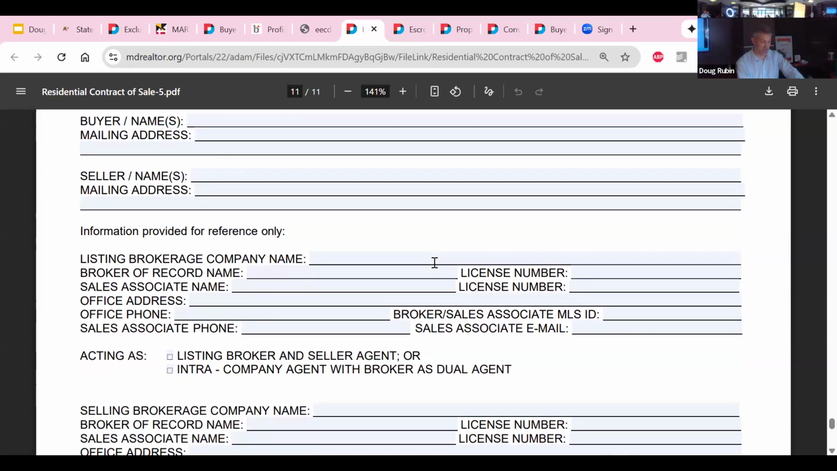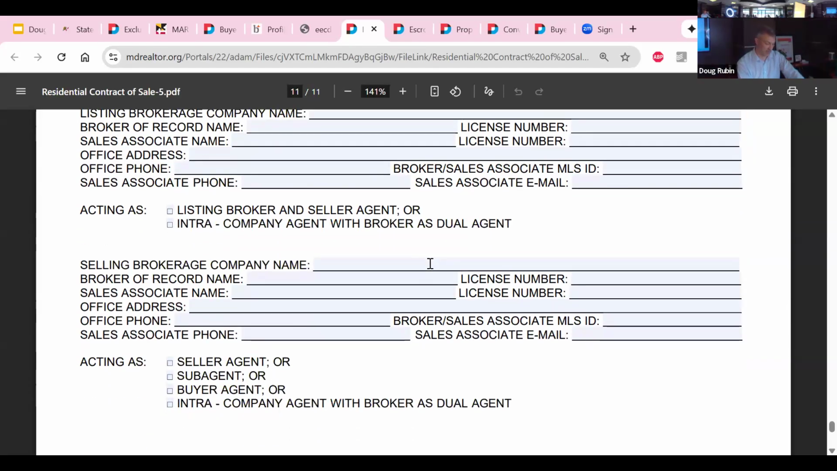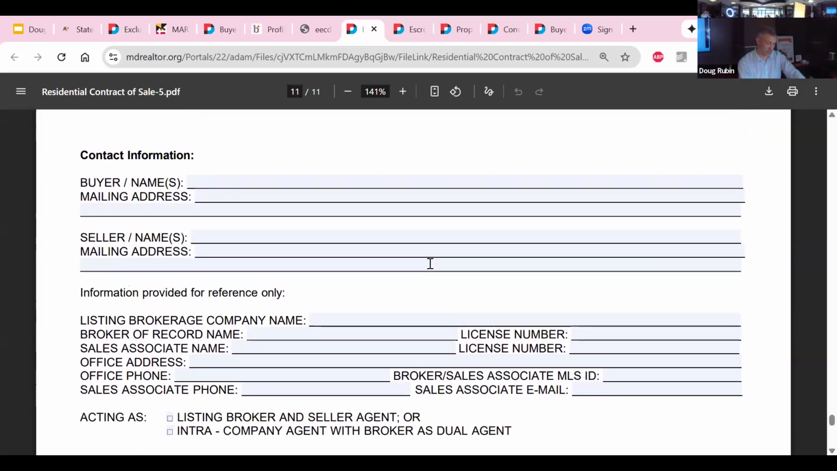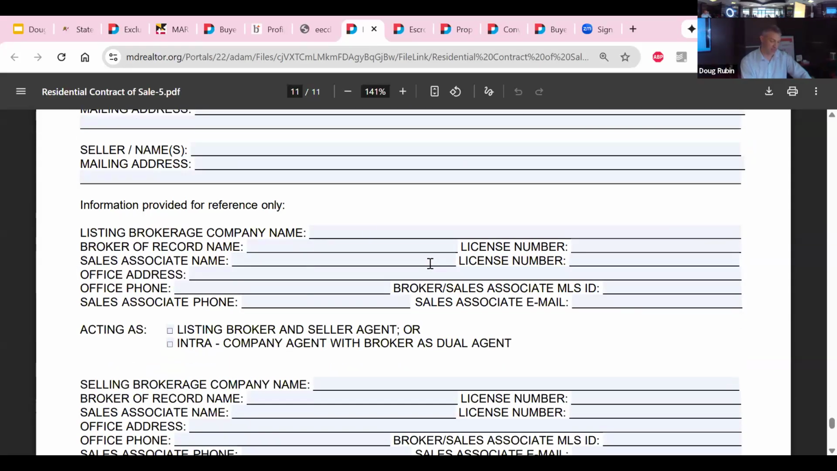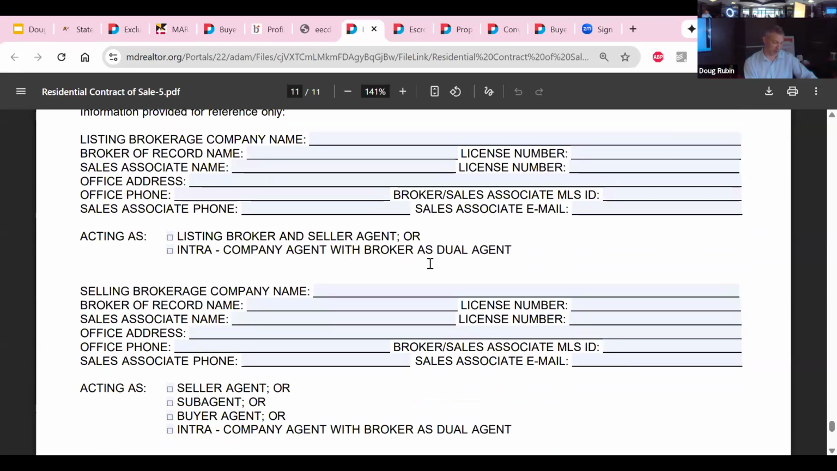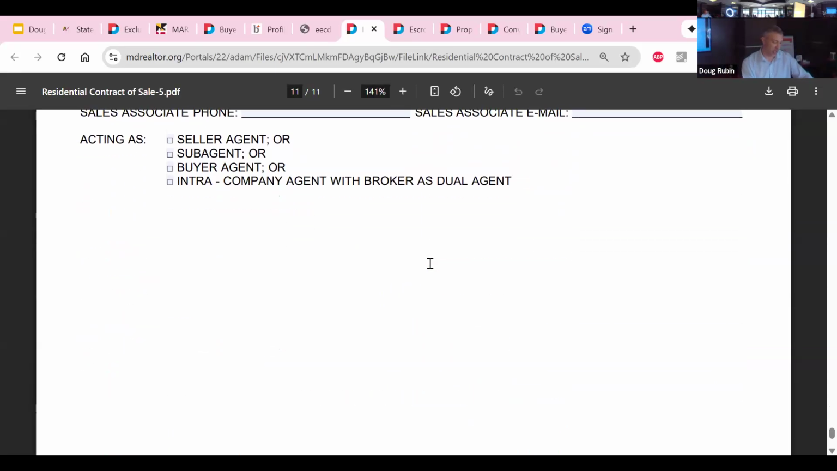Please fill this out as well as you can. This is technically sort of for information purposes only, this page 11, but it is immensely helpful for all parties, especially maybe your broker, if something becomes disputed.